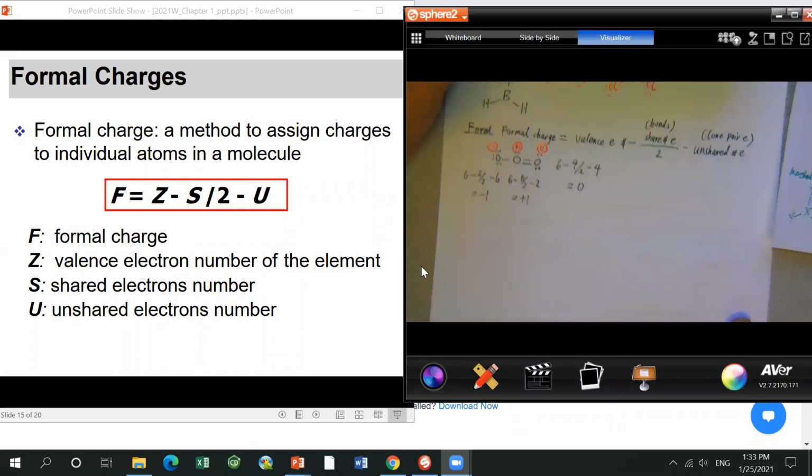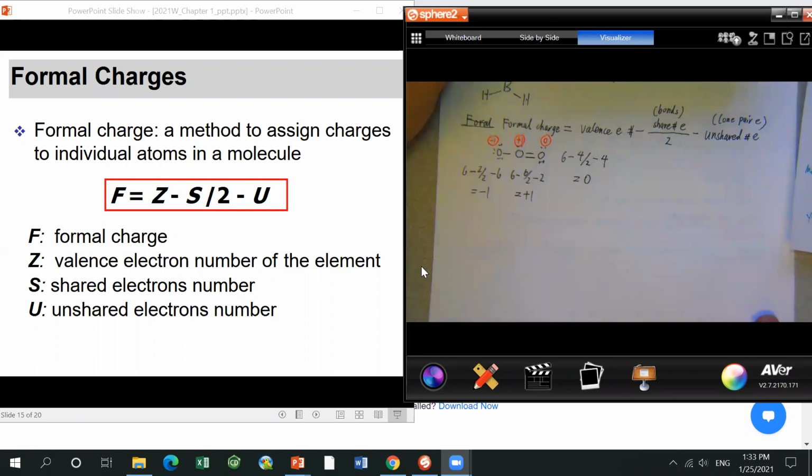If you have questions, you type in the chat window. And another thing: once you draw 2 or 3 or maybe more Lewis structures, you can calculate their formal charges and check which one makes more sense.